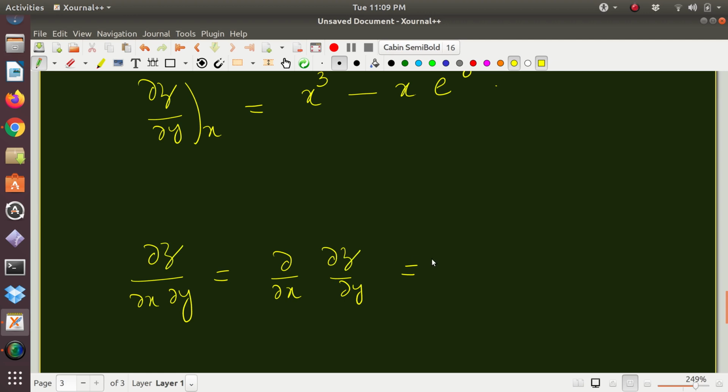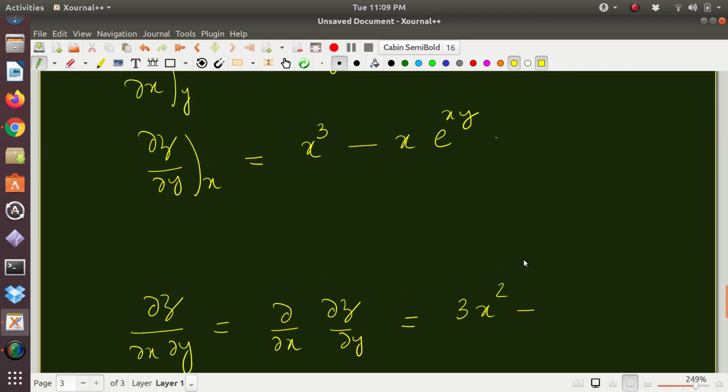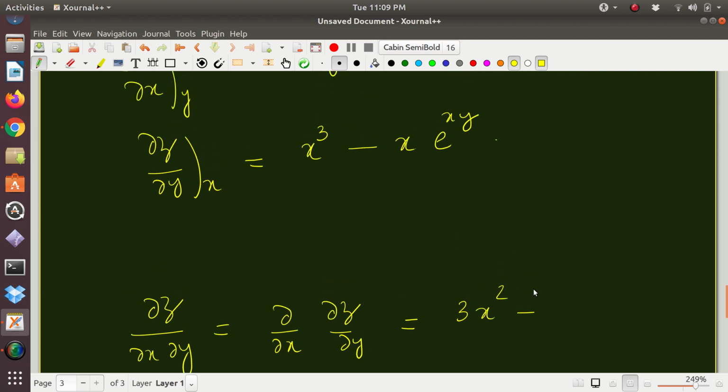We know what is partial z partial y. So when we do this, you will get 3x squared minus, now in the next term you have to differentiate with respect to x. So you have to first keep x as a constant and then differentiate the second one. You will get xy e to the xy. Then you will keep e to the xy constant and then differentiate x, and that's what you will get.